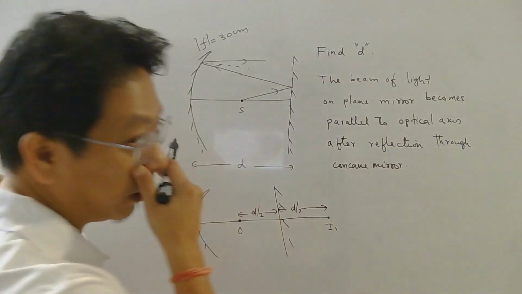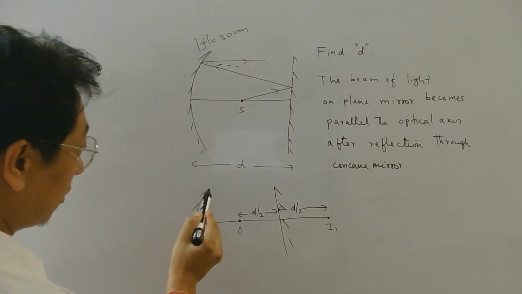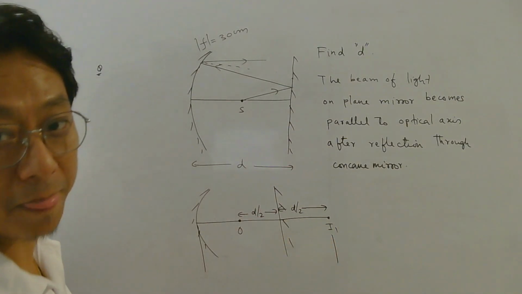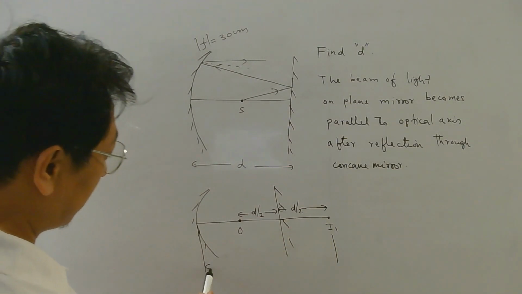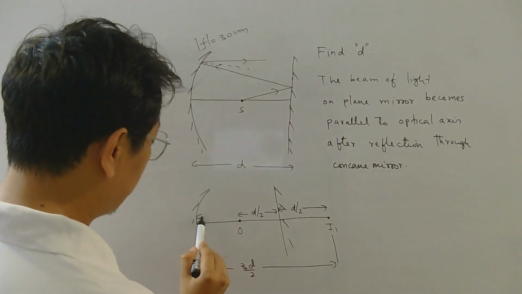So this is your what? Image made by the plane mirror. Now for your concave mirror, this will become the object, right? And how far is that object? 3d by 2. How 3d by 2? Because this is also d by 2.